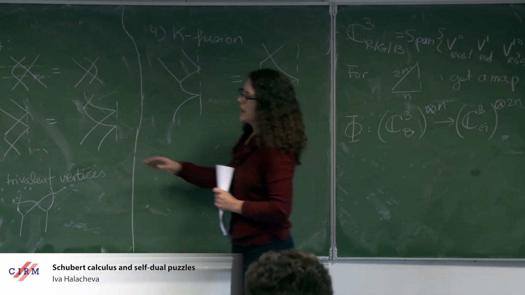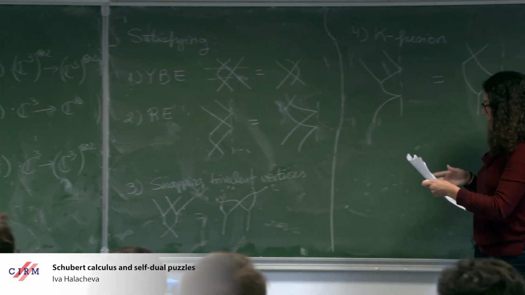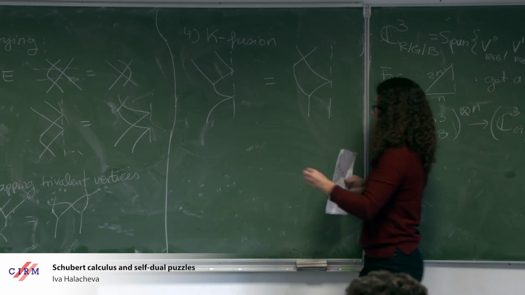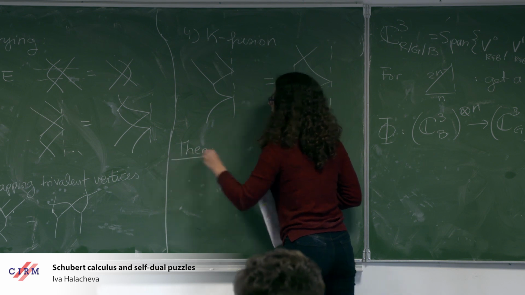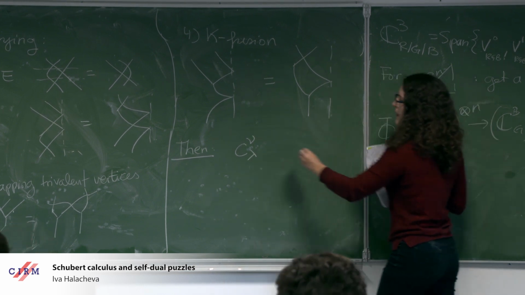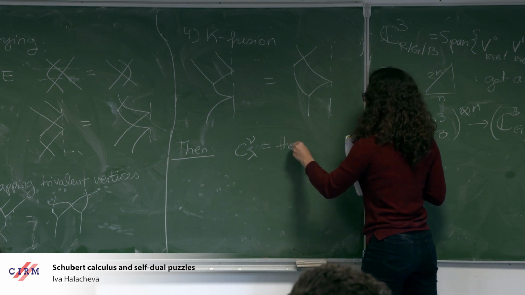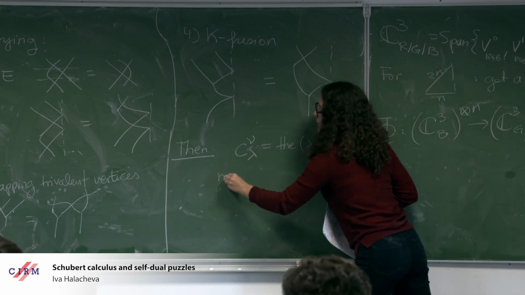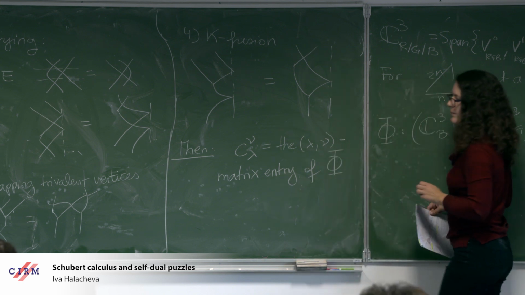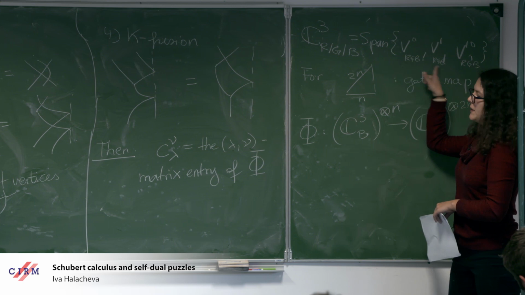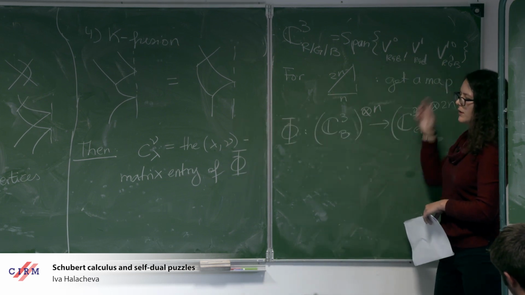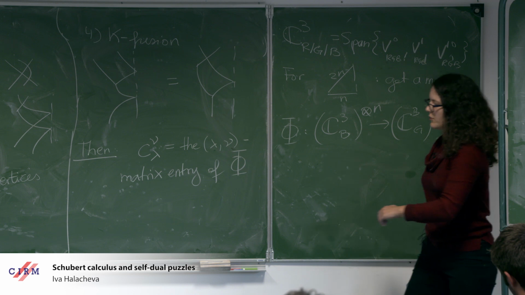But okay, given maps R, K, and U which satisfy these properties, what we'll end up having is that the coefficient c nu lambda in our theorem is going to be equal to precisely the lambda nu matrix entry of the map phi, where we think of lambda and nu as denoting tensor products, so a string corresponding to a tensor product of the vectors spanning C3.